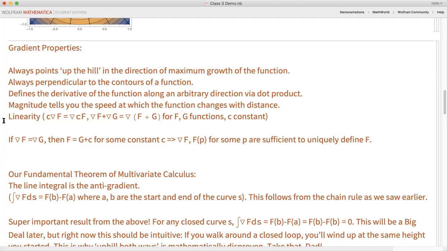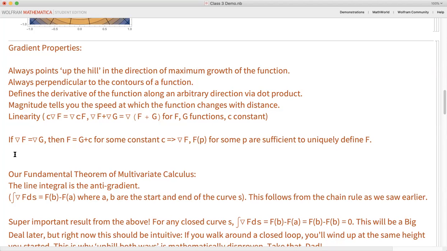Then we get the other really important claim, and we're going to use this a little bit later on, is that the gradient is linear. And what that means is exactly these two claims. Are you familiar with linearity? Yeah, cool. The gradient's linear. We're happy.